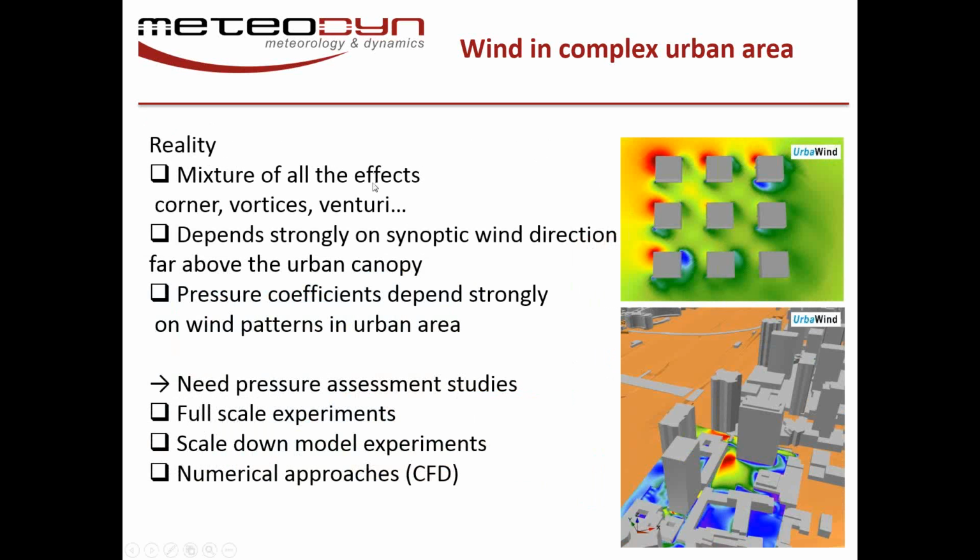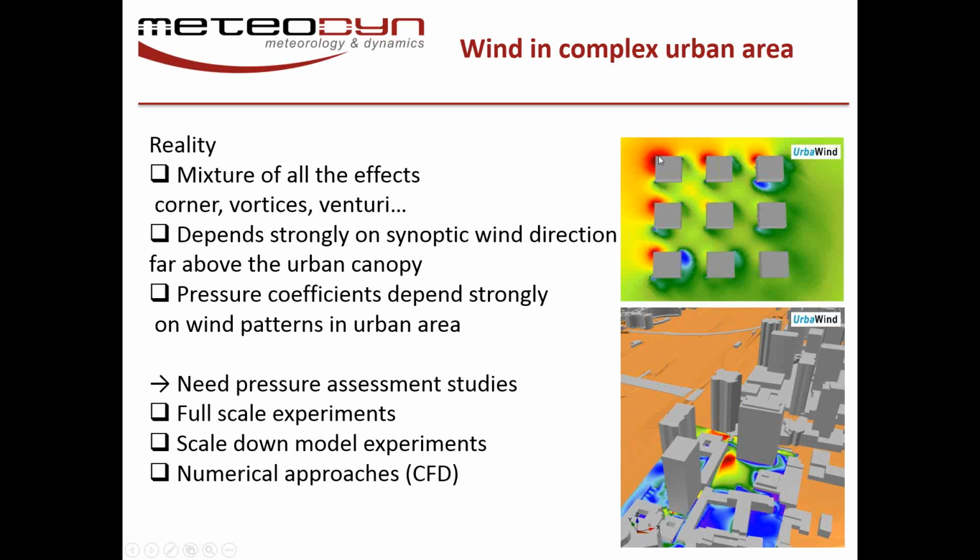What you get in reality is a mixture of all of those effects: the Venturi effect, the corner effect, and the wake effect. For example, in this project, if we take into account this area and the wind blows toward this direction, you're going to have the Venturi effect. Whereas here, we're going to have the corner effect if it's blowing along the diagonal. So you can imagine that you need to take into account several directions.